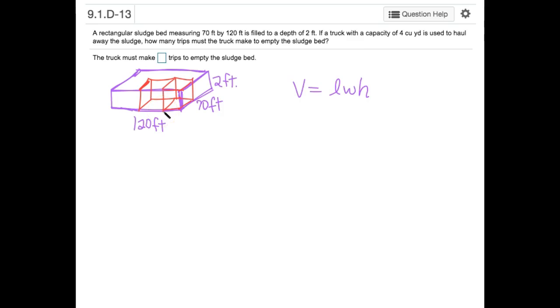So really, after we find the total volume of the rectangular sludge bed, we're going to divide it by 4, because you're visually thinking of it as a bunch of little cubes of size 4 cubic yards. And that's what the truck represents. Okay? So first let's find the volume.